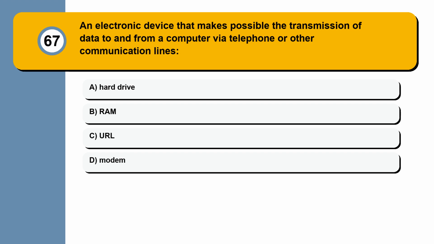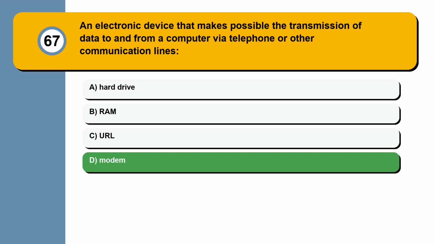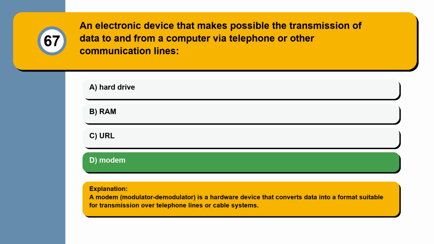Question 67. An electronic device that makes possible the transmission of data to and from a computer via telephone or other communication lines. Here are your options. Option A, hard drive. Option B, RAM. Option C, URL. Option D, modem. The correct answer is option D, modem. Explanation. A modem, modulator-demodulator, is a hardware device that converts data into a format suitable for transmission over telephone lines or cable systems.